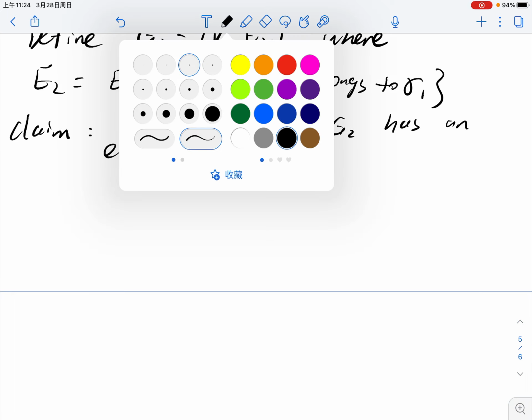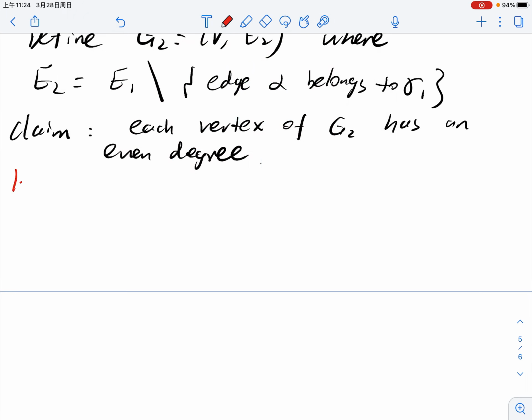I leave this to you. It's easy because we have a closed trail, and the edges in the closed trail contribute even incidence to each vertex. After you get rid of them, you just decrease the degree of each vertex by an even number.